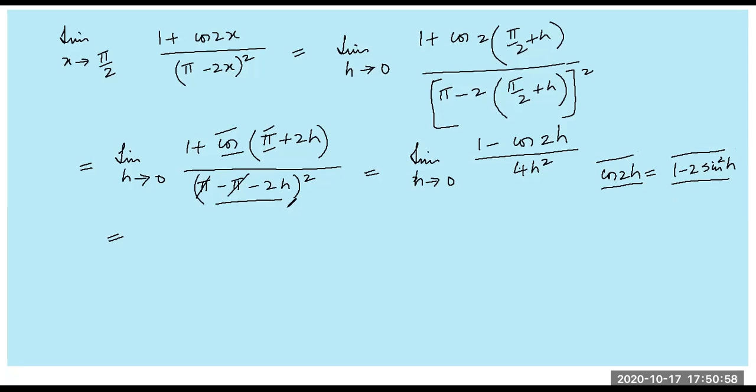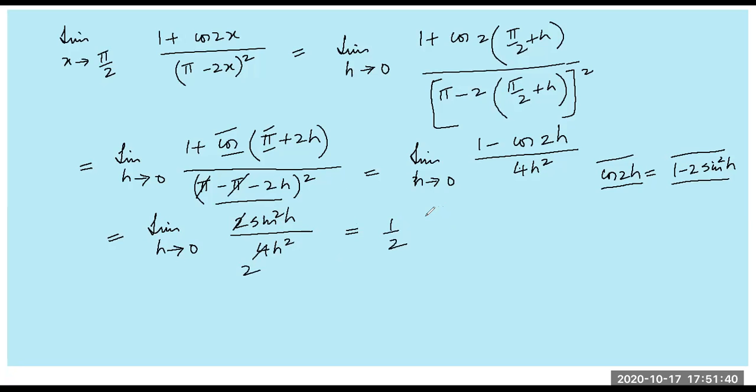Okay. So now we can write it like this. Limit h approaches 0. So what do I get? 1 minus cos 2h is 2 sine square h, divided by 4h square. So now this is equal to, come on, students. 2 1s are 2, 2 2s are 4, 1 by 2 coming outside.